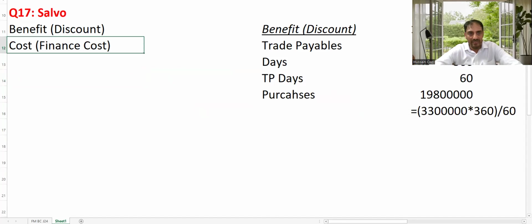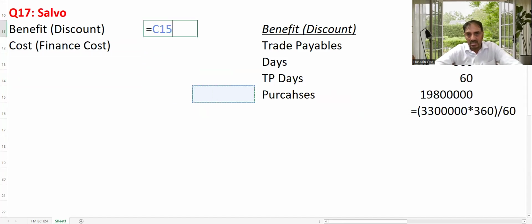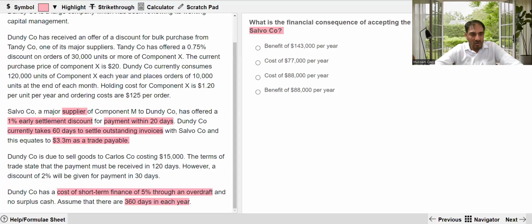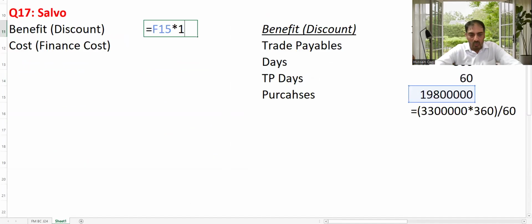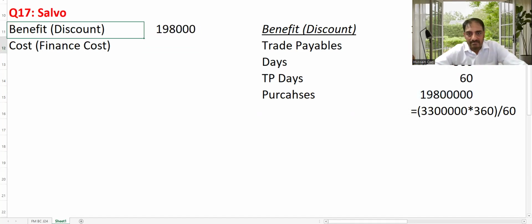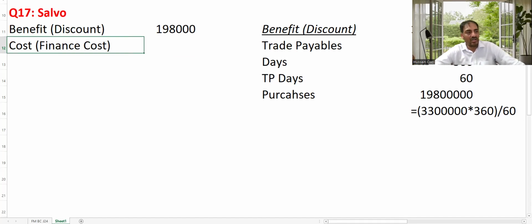And the discount, if you want to calculate it, is 1% of the purchases. That's 198,000. That's the point. And what about the cost? The finance cost? How to calculate the finance cost?